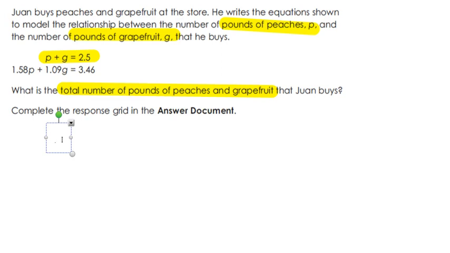Unless literally the only thing it gives you is maybe that part where you just enter in numbers, like it might give you that. In that case, you can just type in 2.5. But if they give you a place to write it out, you can write, they give you the equation P plus G is 2.5. P is the pounds of peaches, G is the grapefruit, so together they're 2.5 pounds.